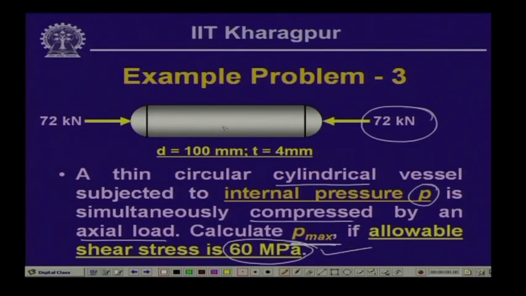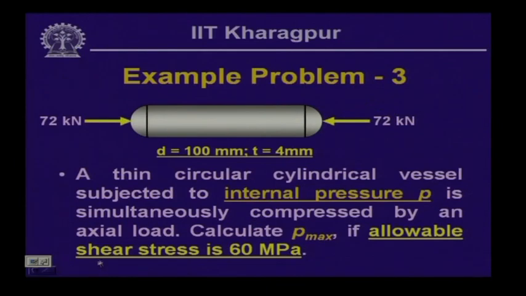Now, if we choose a point in the vessel wall, we can find the normal stresses, the longitudinal and circumferential stresses because of the pressure, which we call sigma L and sigma C, and the external axial force of 72 kilonewton will give a compressive normal stress in the vessel wall. If we take the resultant of these, we can find the values of the longitudinal stress and the circumferential stress, and since there are no shearing stresses acting here, these will be the principal stresses, and thereby we can compute the shearing stresses directly from them.